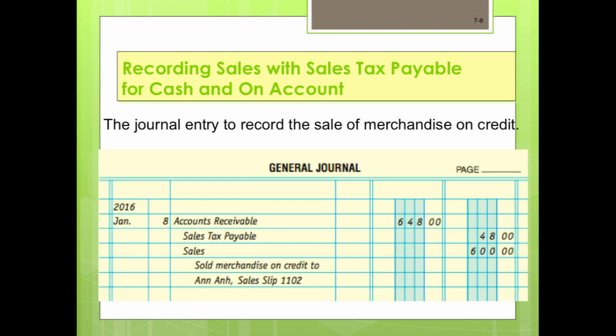So the journal entry to record the sales is presented in this slide as accounts receivable as a debit for $648. Accounts receivable is because it was sold on credit, remember. And then we credit sales tax payable, because we have not received that yet, for $48. And sales for $600. And this is to record sold merchandise on credit to this person and Ann, sales slip 1102.